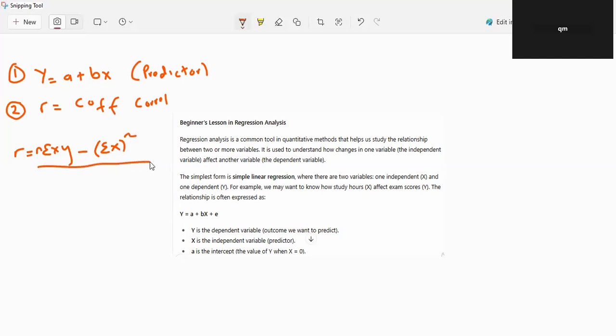Then here, on top we have the variation of xy. Then below we have the variation of x and the variation of y separately. So n, x squared. So we have a lot of memorizing to do together.